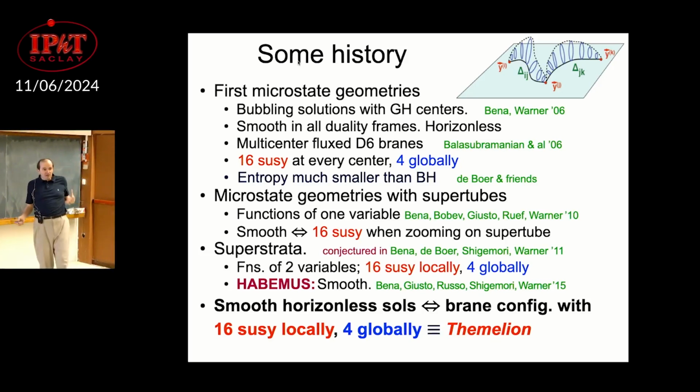Anyway, so this is called a Temelion, and it has this structure: 16 supercharges locally, 4 globally, and this seems to be equivalent to build. So when you have a system of branes like that, that's going to give you a smooth solution. If you have something else, it will give you something with the horizon or something with some other problems. So this is the story with this system.